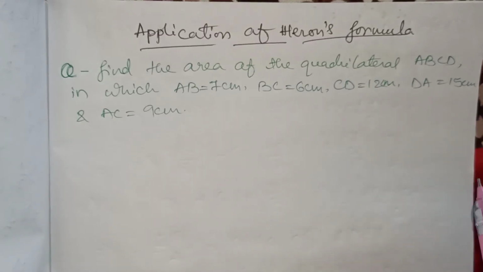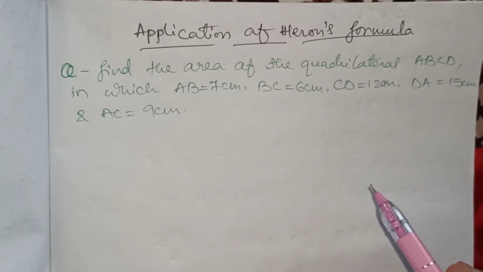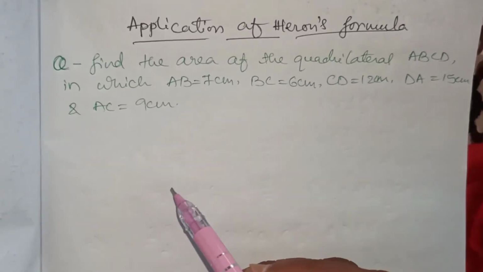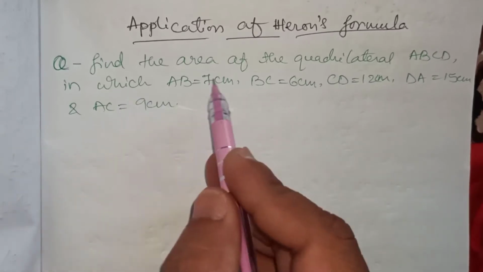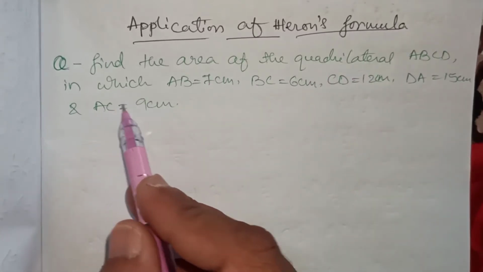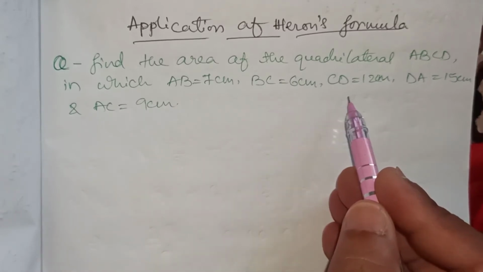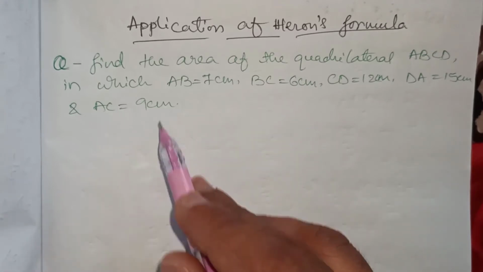Already I taught you that Heron's formula will be used only to find the area of a triangle. But today I will teach you that Heron's formula can be used to find the area of some different diagrams also. So we will learn the application of Heron's formula by solving a question. In this question it is given, find the area of a quadrilateral ABCD in which AB equals 7 cm, BC equals 6 cm, CD equals 12 cm, DA equals 15 cm and AC equals 9 cm.